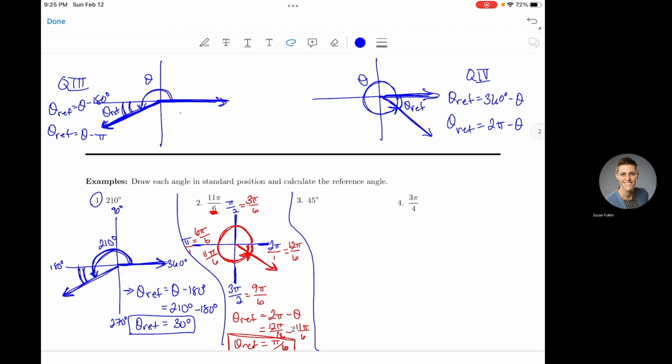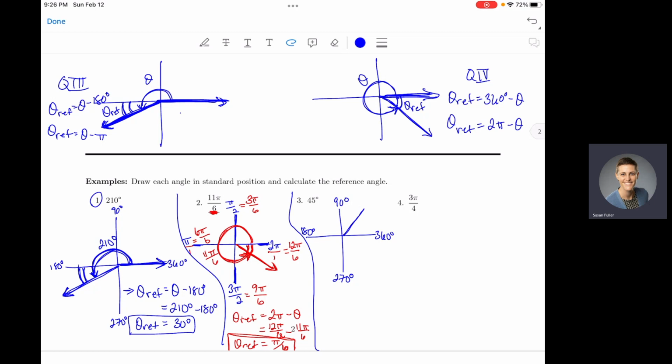Number 3. Let's come down here and see where is 45 degrees. Okay, so we're in degrees, so I know this is 90 degrees, this is 180 degrees, this is 270 degrees, this is 360 degrees. Where's 45? Well, it's halfway between 0 and 90 degrees, so I am up here in quadrant 1. That is my angle theta.